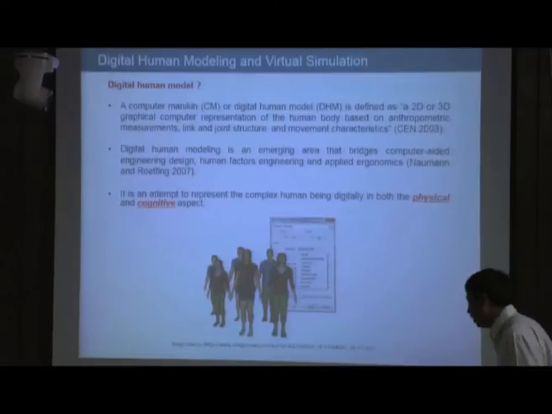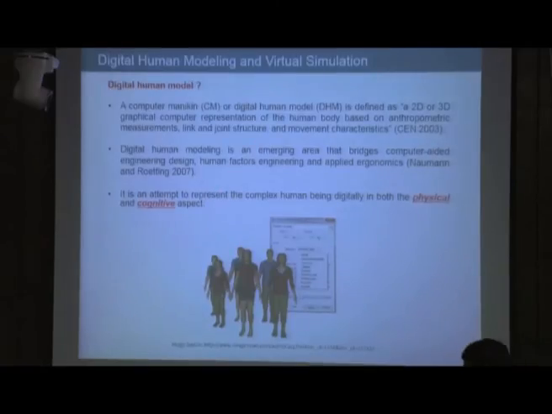These digital human models are of 2 types. First one is physical and second one is cognitive. So here is one example. These digital human models, male models and female models, were created using JAX software, where we can see that different population databases are already incorporated in that software, and based on those databases we can create a digital human model.